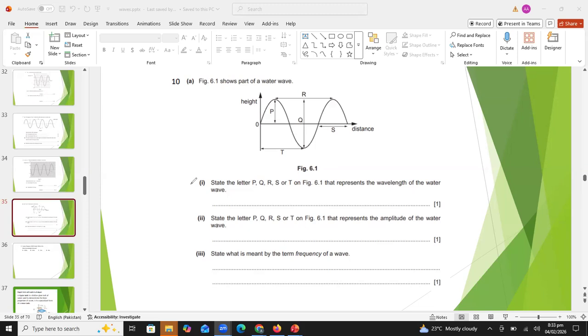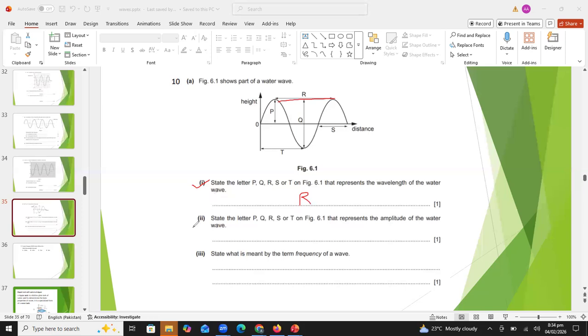So student, what is the right answer? Which letter is representing the wavelength? Yes, Ishal, why are you late, beta? Okay, letter R. Exactly, student. Letter R is the horizontal distance of one crest to another crest. So letter R is representing the wavelength.